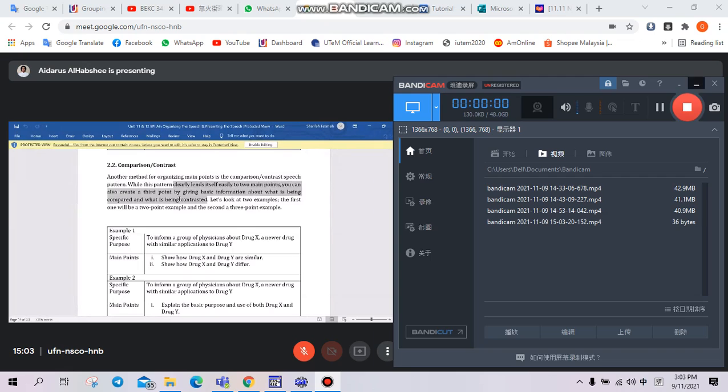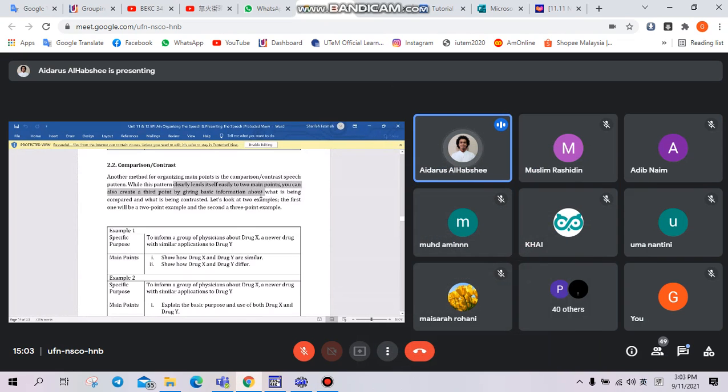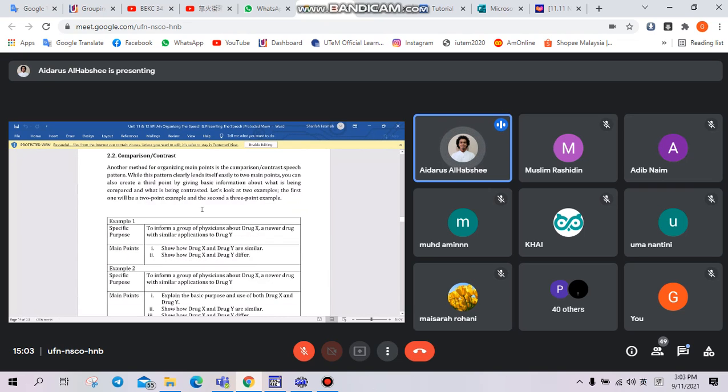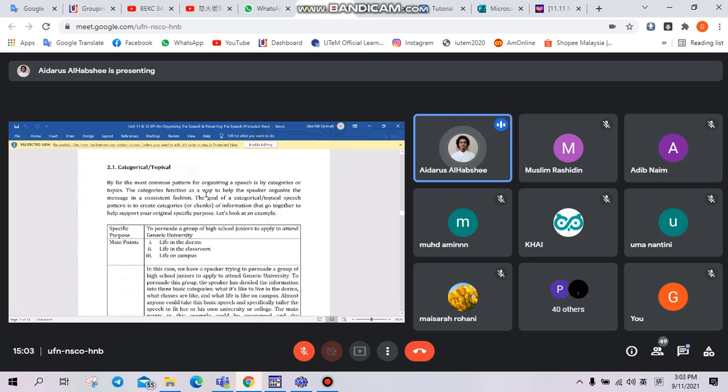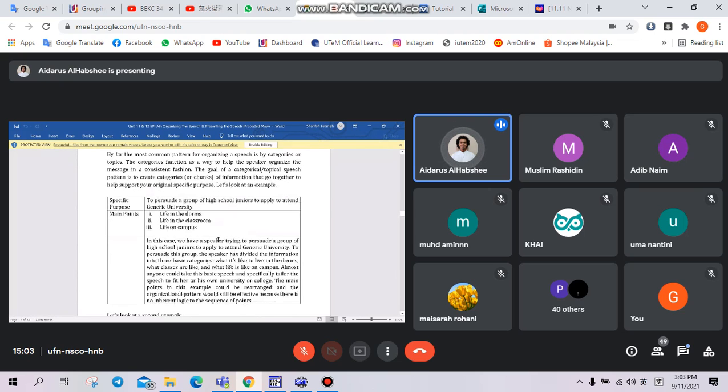to two main points. You can also create a third point by giving basic information about what is being compared and what is being contrasted. Okay, so this is another way. Previously, this is the topical or categorical. So you put on each category. So life in the dorms, life in the classroom, and then life on campus. So you do it properly one by one.